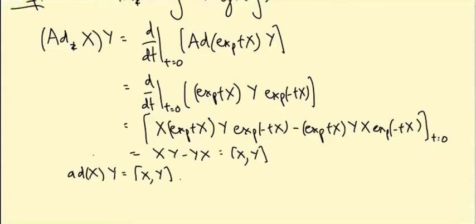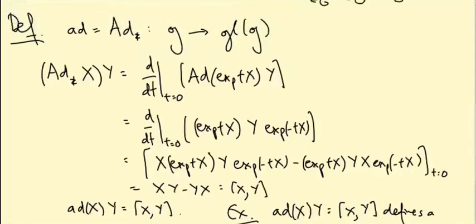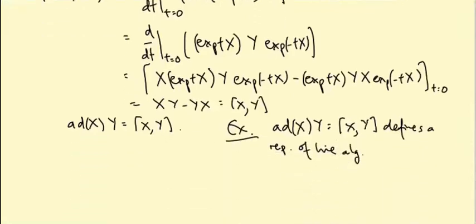So I could do that. And it turns out that gives me ad star, big Ad star. So exercise: ad x, y equals x bracket y defines a representation of Lie algebras. In other words, little ad is a representation of Lie algebras. That actually follows already from what we've done, because big Ad is a representation. So therefore ad star is a representation of Lie algebras. But it's possible to check this directly.